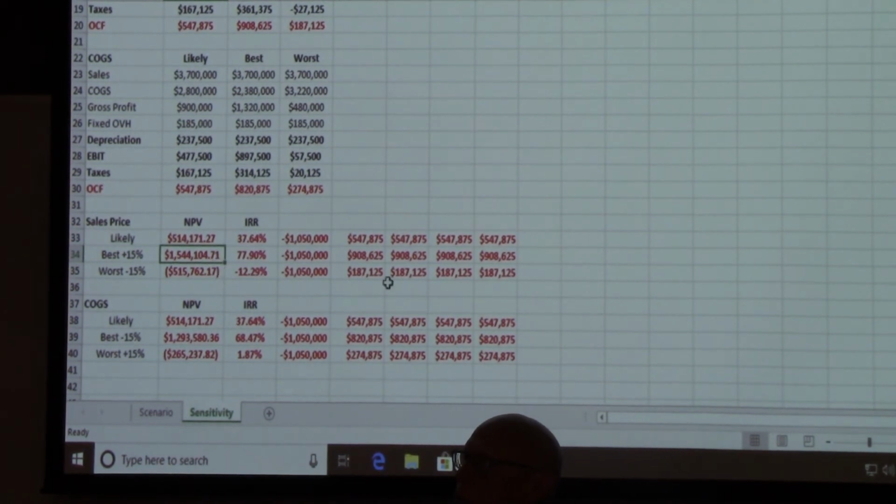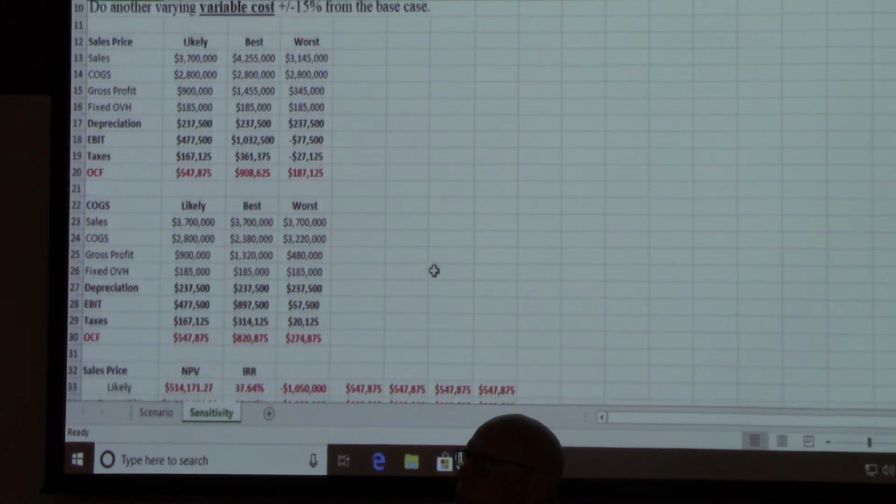1,544,000. So here's the cash flow. Okay. Notice that the outflow stays the same the whole time. We're not messing with that at all. The only thing we're changing in the best case is our sales price goes up.